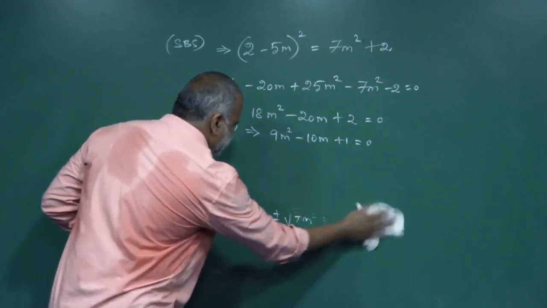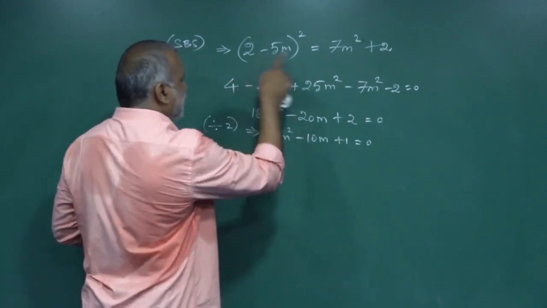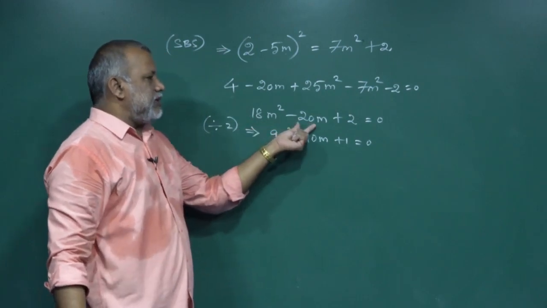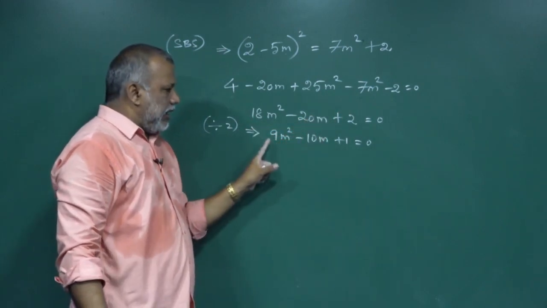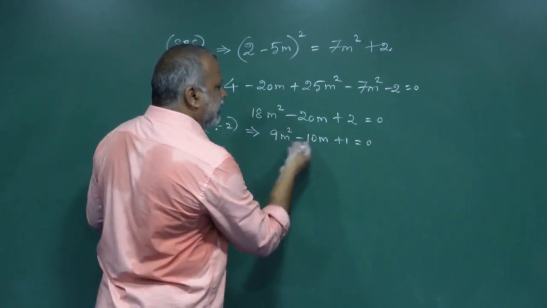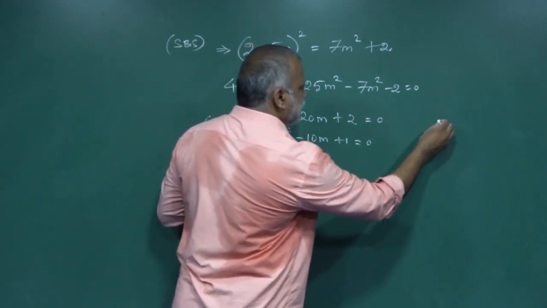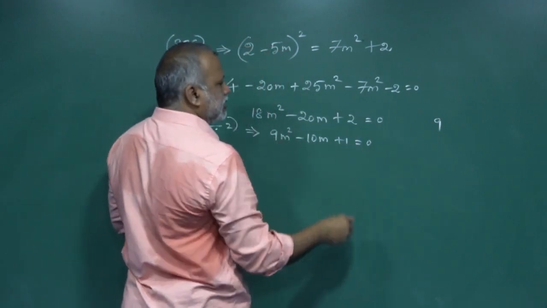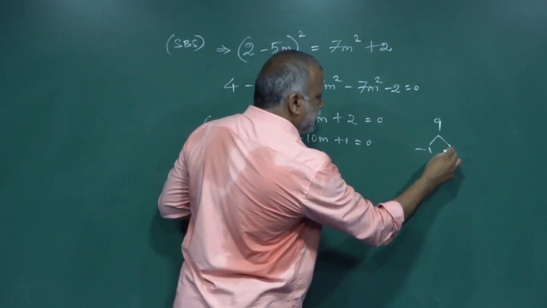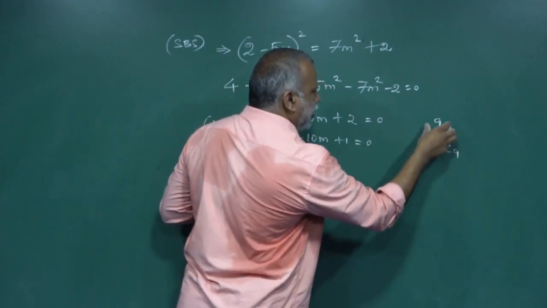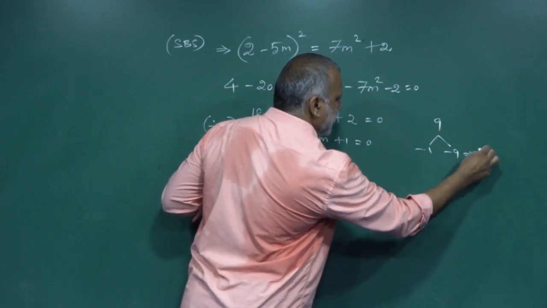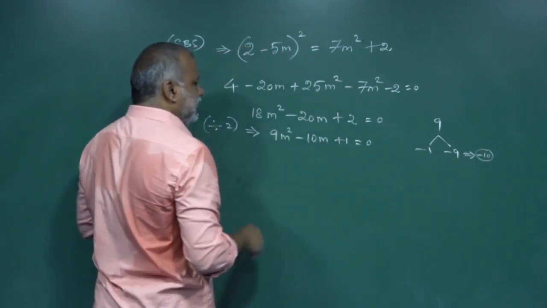Now listen. After expanding a minus b whole square and converting to the same side, we get 18m squared minus 20m plus 2 equal to 0, that is 9m squared minus 10m plus 1 equal to 0. Now we have to factorize this one. Multiplying 1 into 9, we can get 9. So split this one. We need minus 10. So minus 1 and minus 9 will produce positive. When we simplify this, we get minus 10.